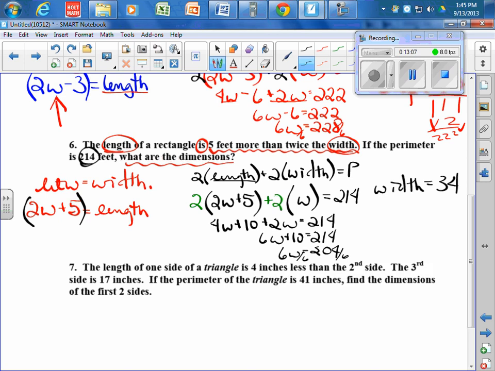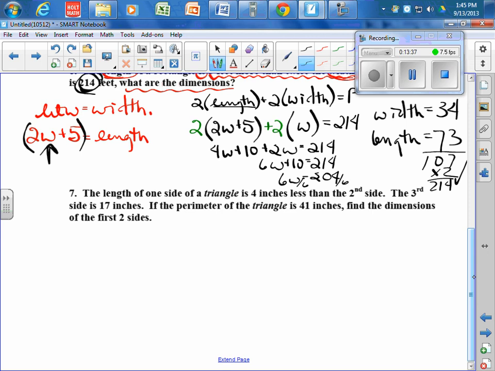So if the width is 34, what's the length? Well, we take 34 and plug it back into here. 34 times 2 is 68. 68 plus 5 is 73. Does that equate to a perimeter of 214? Well, I have 107 here. When I take that times 2, I get my 214, so it does check out.